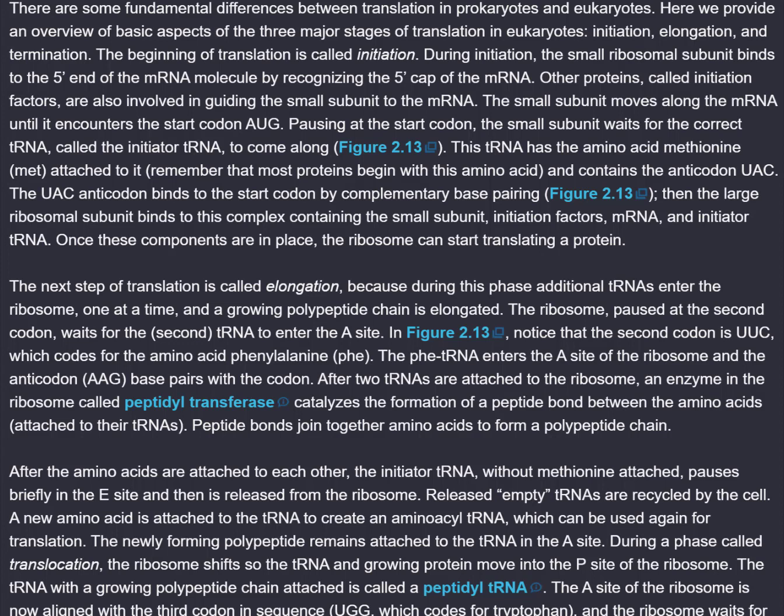During initiation, the small ribosomal subunit binds to the 5' end of the mRNA molecule by recognizing the 5' cap of the mRNA. Other proteins, called initiation factors, are also involved in guiding the small subunit to the mRNA. The small subunit moves along the mRNA until it encounters the start codon AUG.